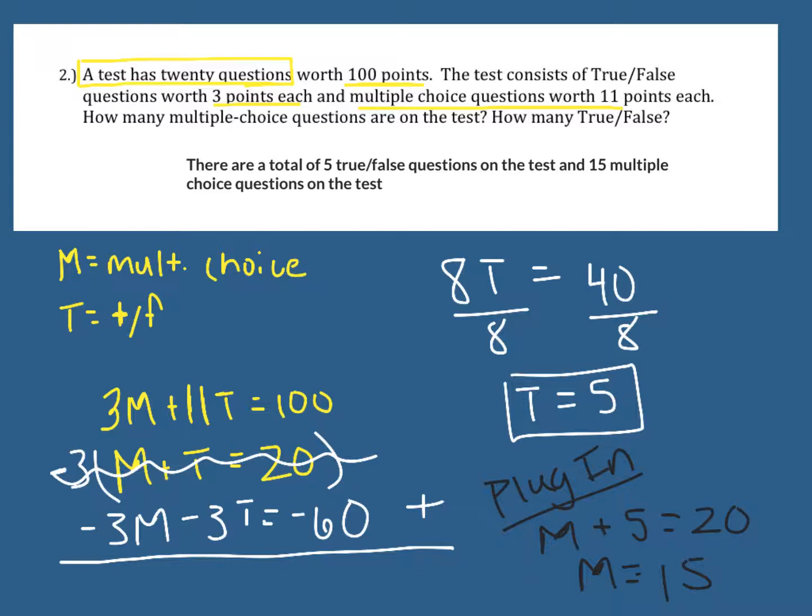And you guys can always go back and plug that in, remember, and check to make sure, okay, if that is the case, when we multiply the 5 times 3 and 15 times 11, does that add up to 100 points? But that's it. We'll do one more together here.